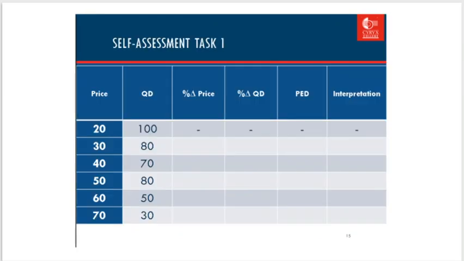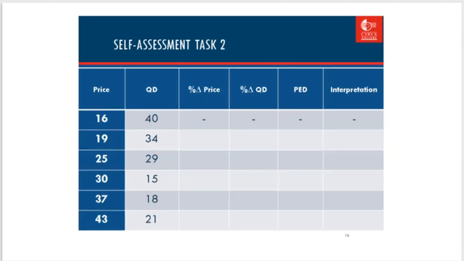Self-assessment task 1. In self-assessment task 1, you only have to calculate price elasticity of demand and give the interpretation. We always have to remember that if we are calculating price elasticity of demand, we use the absolute term, which means we ignore the negative sign. Self-assessment task 2. In self-assessment task 2 it is the same: you have to calculate price elasticity of demand, or PED, and give the interpretation. Okay guys, good luck.